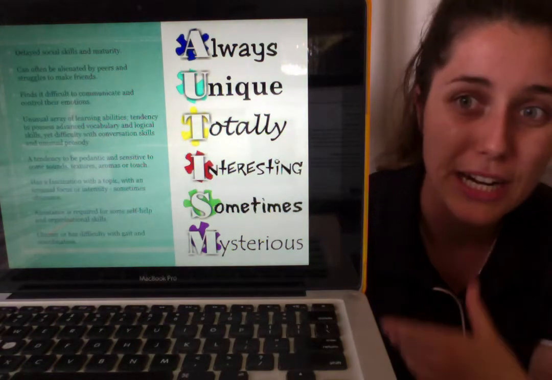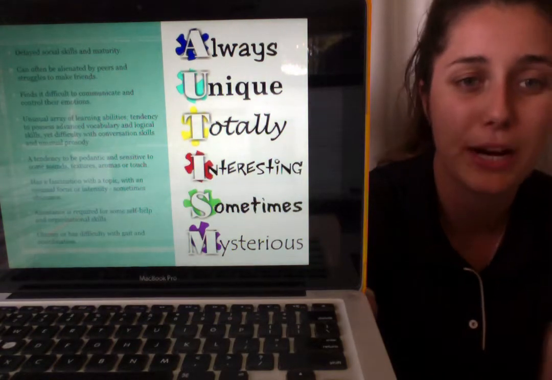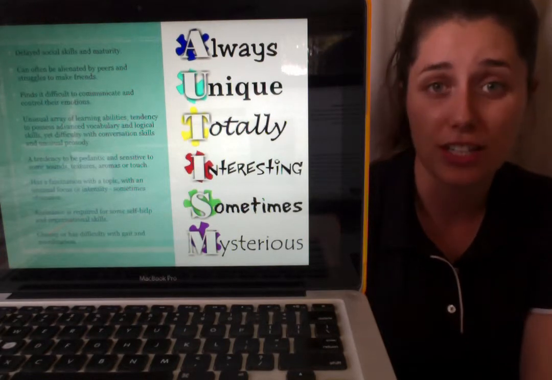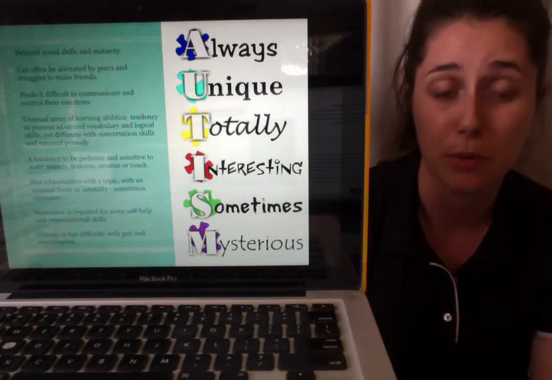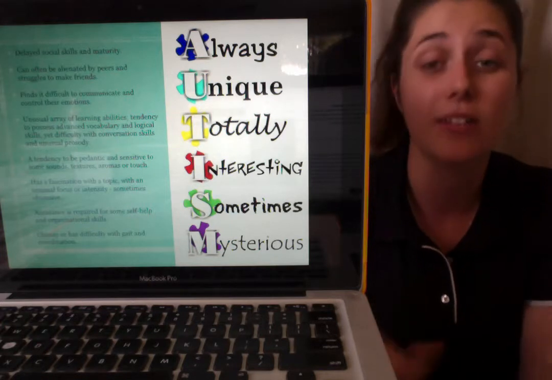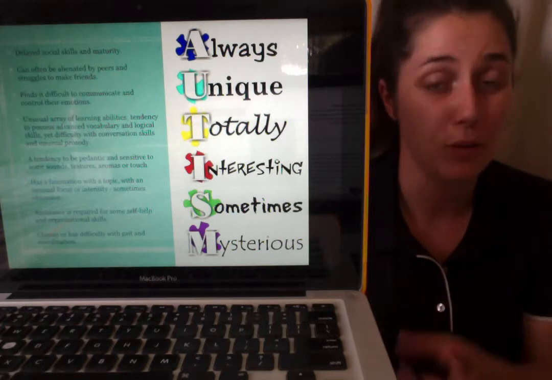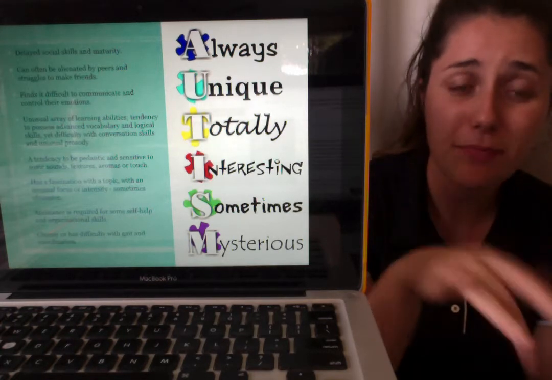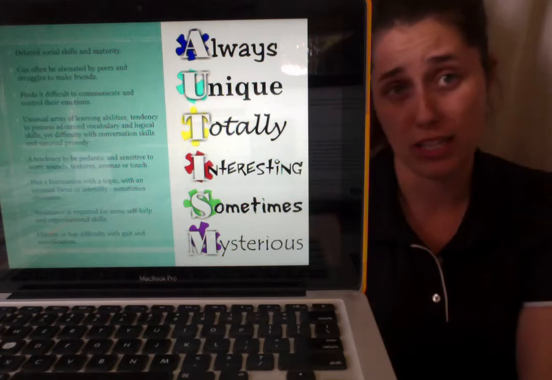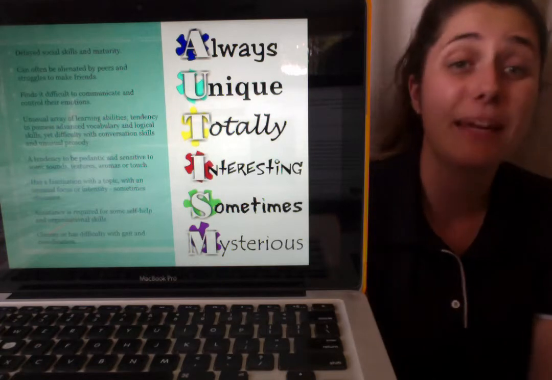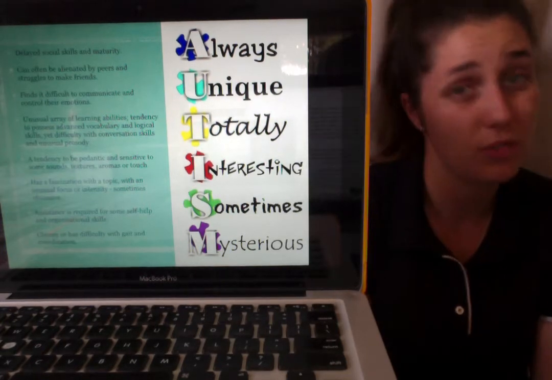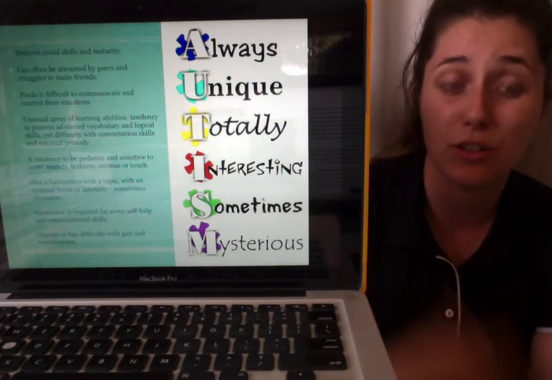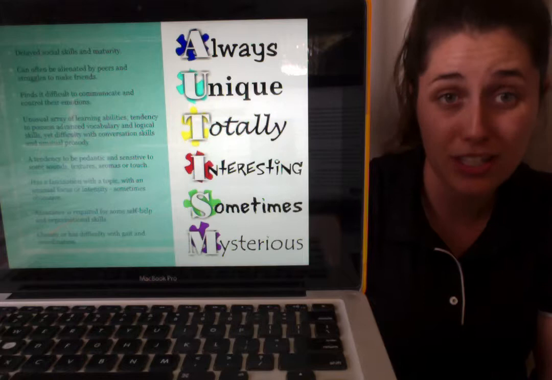I'm not sure if you can read that there, but I'll just really quickly break it down for you. Tony Attwood, an English psychologist, has written a number of resource papers and books concerning Asperger's syndrome, as I was saying before, how that's linked to level 1 autism. He's basically said that they have delayed social skills and maturity. They often can be alienated by peers and struggle to make friends. They tend to find it difficult to communicate and control their feelings and emotions.